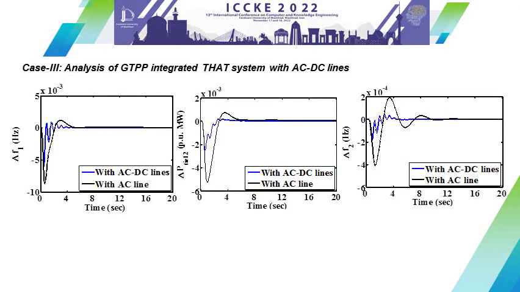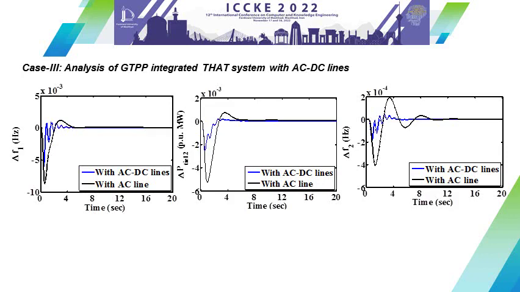Coming to this case 3, analysis of GTPP integrated two-area hydrothermal system with AC-DC lines. Here, an additional control strategy, that is, a territorial control strategy, is implemented to further enhance the performance of a two-area interconnected power system. For this, an additional HVDC line, high voltage DC line, has been laid in parallel with the existing AC tie line, together called AC-DC lines, which facilitates the bulk power transmission between the two control regions.